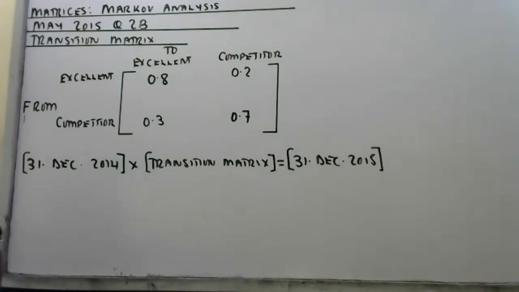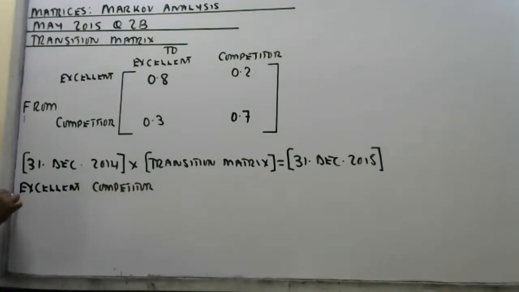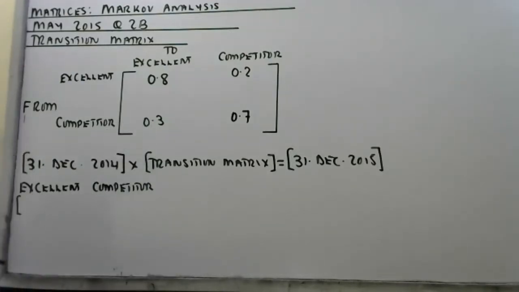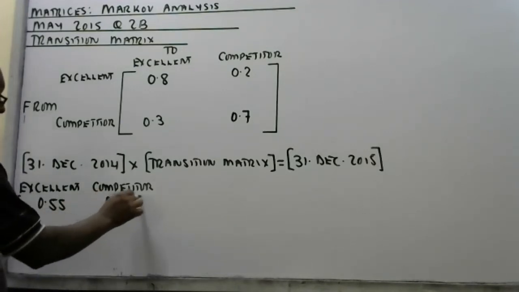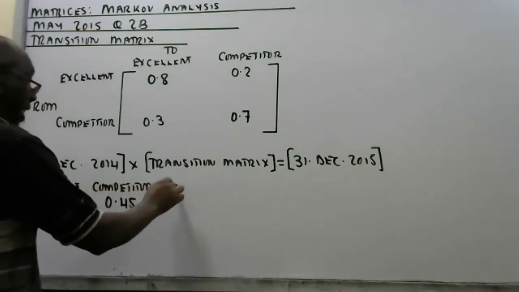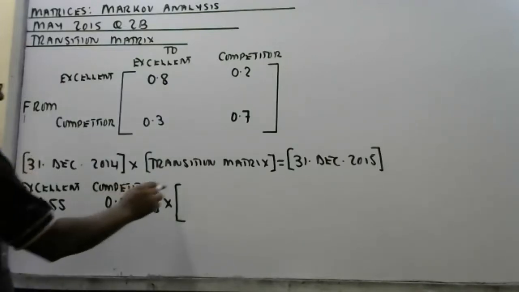So you now take 2014. We are told that Excellent is here, and then the competitor is written here. According to the information, Excellent had a total market share of 55%. So Excellent is 55, and because the total must be 100, it means the competitor had 45%. So this one, you multiply by the transition matrix. The transition matrix is this one that we have gotten here.